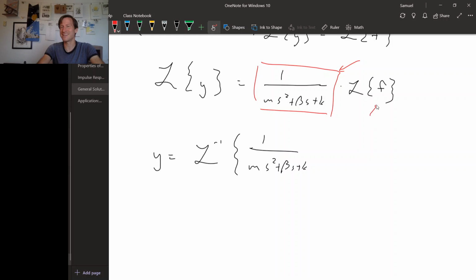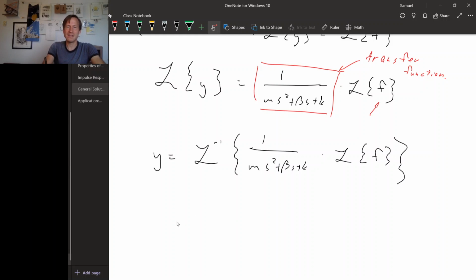The effect of the forcing is isolated to this term over here. So this function depends only on the system, and it's called the transfer function for the system. So the transfer function doesn't depend on the forcing at all. And as we're about to see, when we take inverse transforms, we get the inverse transform of the transfer function times the Laplace transform of f.